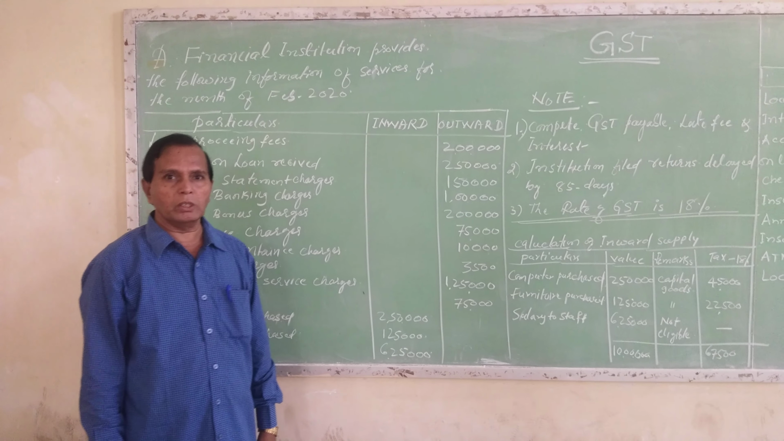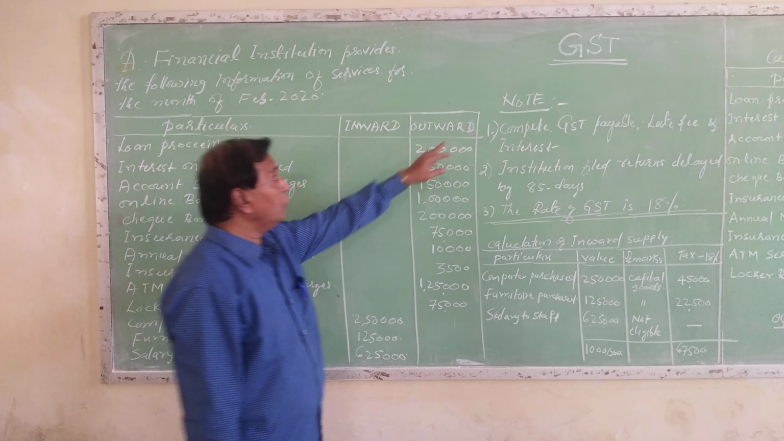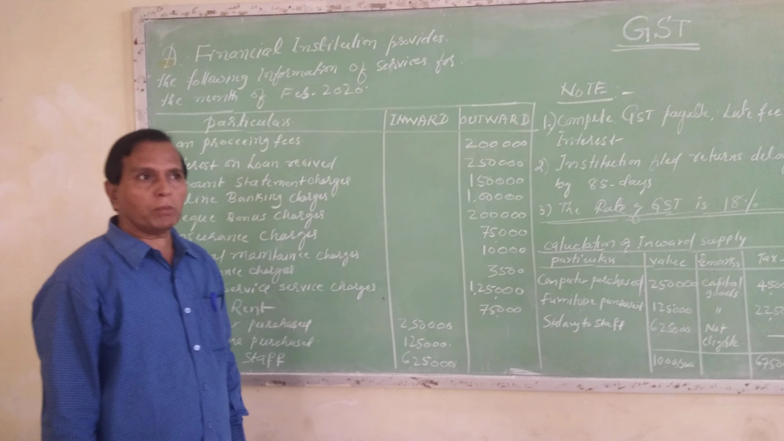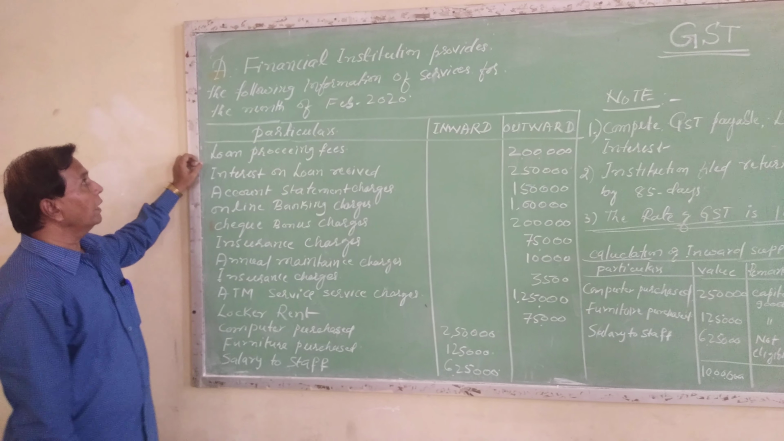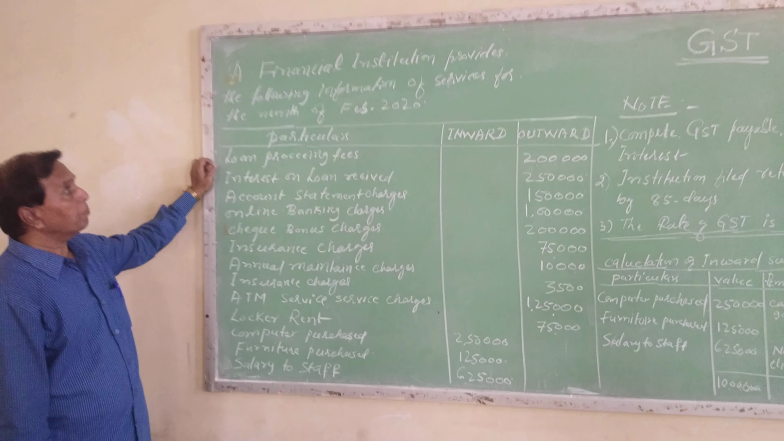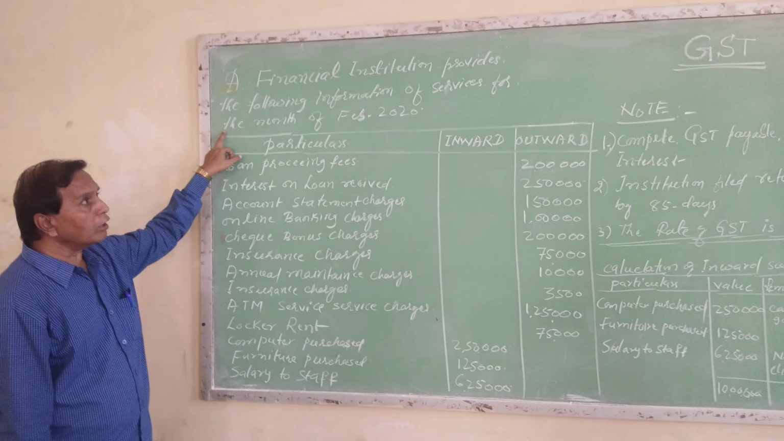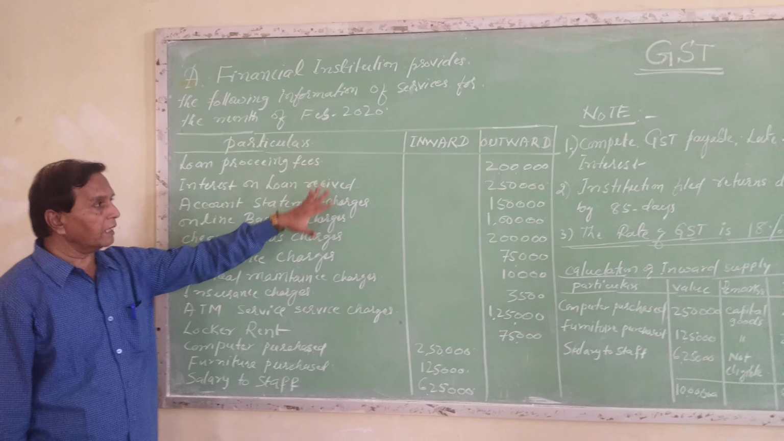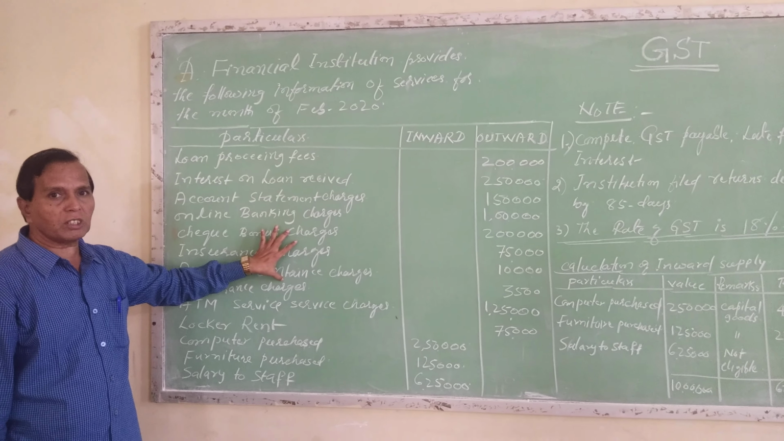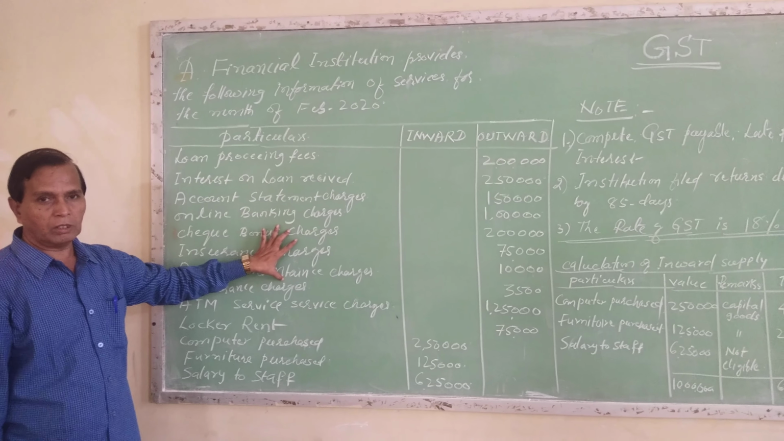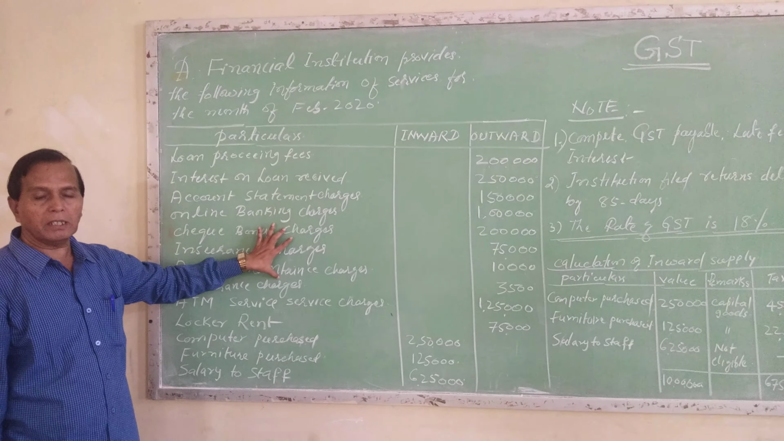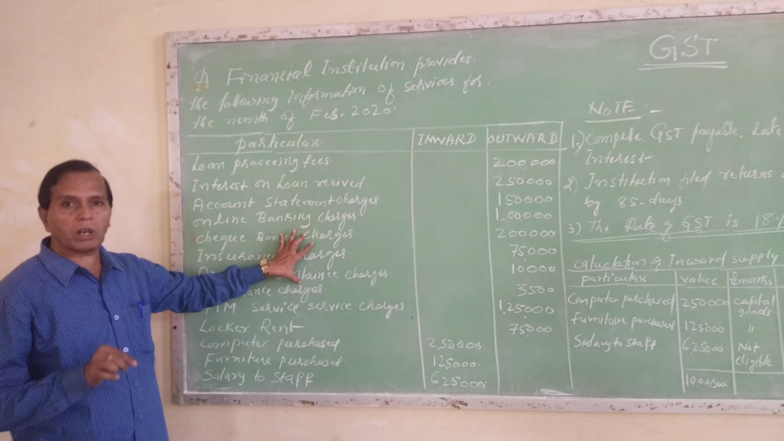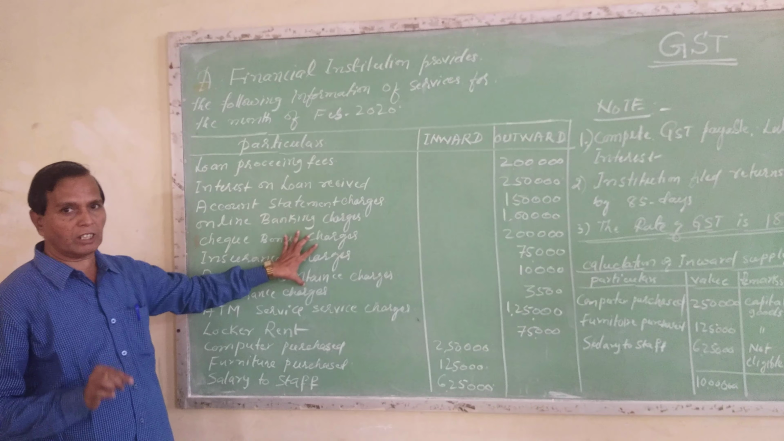Now I am going to explain regarding the GST, Goods and Services Tax. The first problem is A financial institution provides the following information of services for the month of February 2020. That means, given the following information related to an institution for the services provided by the bank towards the public. Through the public only, they have collected the fees and other charges.